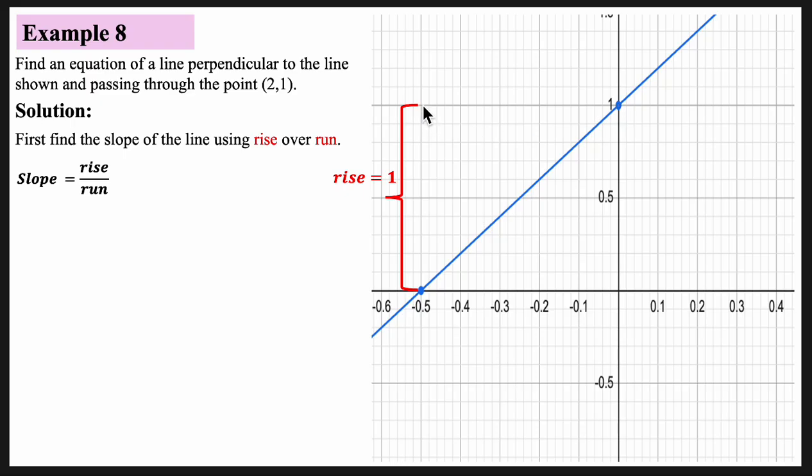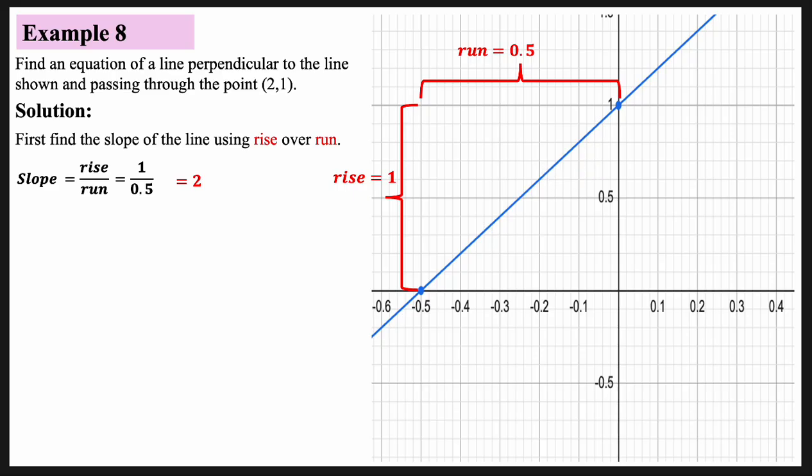Now your run is from here all the way to here, which is the same as the distance from here all the way to that origin point, which is where x and y are 0. So from 0 to negative 0.5, that's a distance of 0.5. And because you're running to the right, it should be positive 0.5. Now, dividing those two numbers will give you a value of 2. So that means the slope of this line is going to be positive 2.